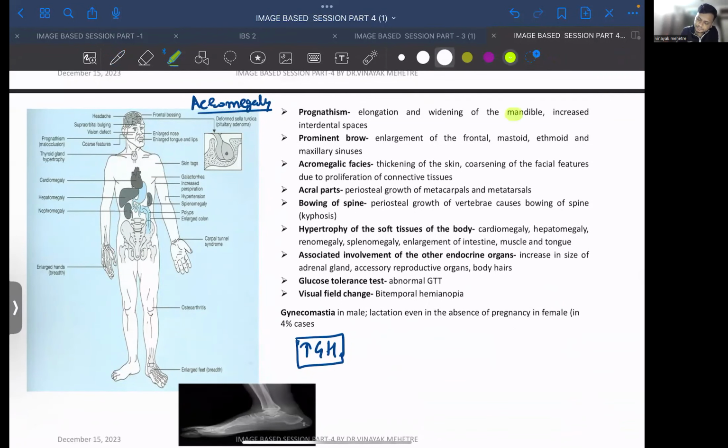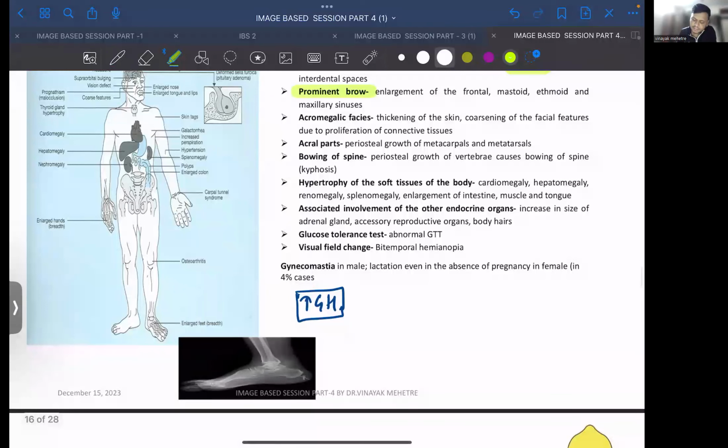Widening in the mandible, right? Increase in interdental spaces. सब कुछ बढ़ेगा इसमें. Prominent eyebrow, right? Acral part में क्या होता है? Tarsal and metatarsal will be increased, right? Hypertrophy of soft tissue, that means increase in the cell size, right? क्या क्वेश्चन आता है? Visual field changes, that is bitemporal hemianopia, right?